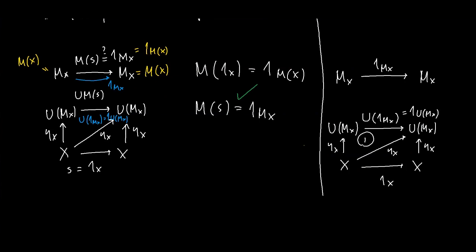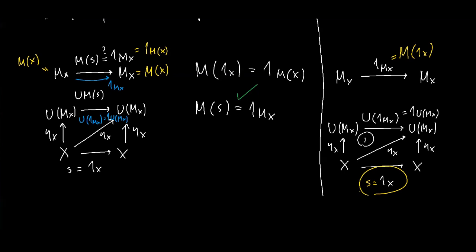But remember, there can only be one such morphism that makes this triangle commute, because this object is initial in the comma category. Do you agree with that? So this is the unique morphism that makes this triangle commute. But by definition, that means that this is M of my S. Are you fine with that or not?